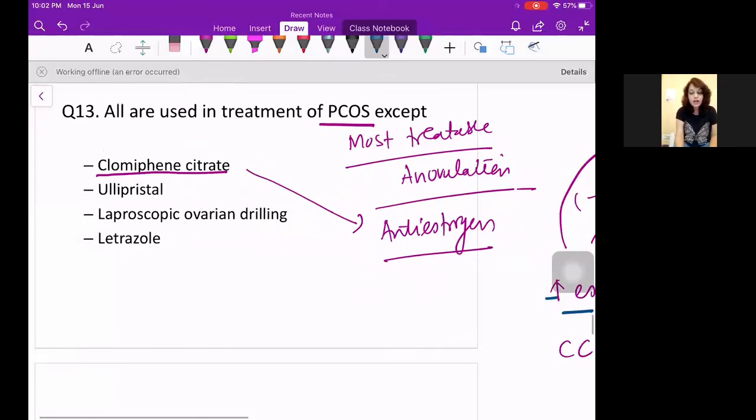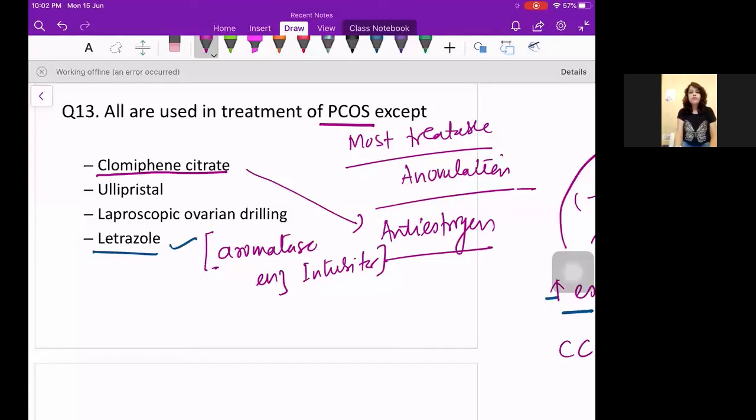Letrozole. Letrozole has shown very promising results in recent times. Letrozole is an aromatase enzyme inhibitor, and it is also a very important drug nowadays which has been used in PCOD patients, and it has fewer side effects than clomiphene citrate. So letrozole is also used. It is used in fibroid uterus also. Letrozole is also used in PCOD cases to bring about ovulation.